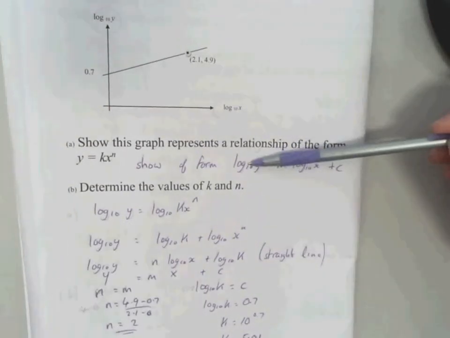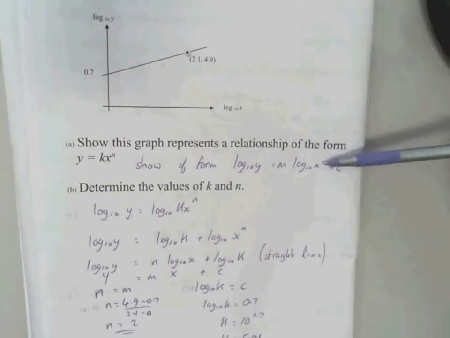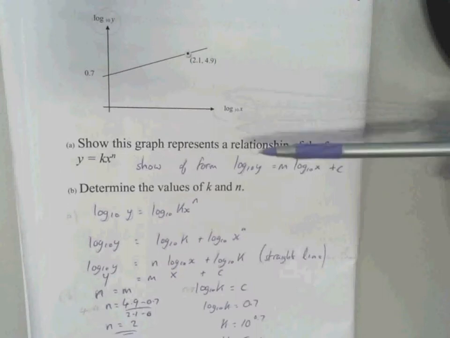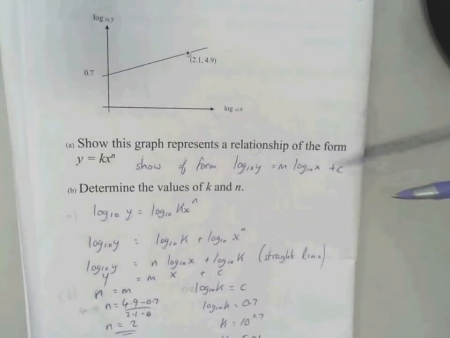So the y is replaced with log 10 of y. I don't have an x-axis. It's log to the base 10 of x. So the straight line equation would be log to the base 10 of y equals m log to the base 10 of x plus c. So I need to show that it will be of this form.